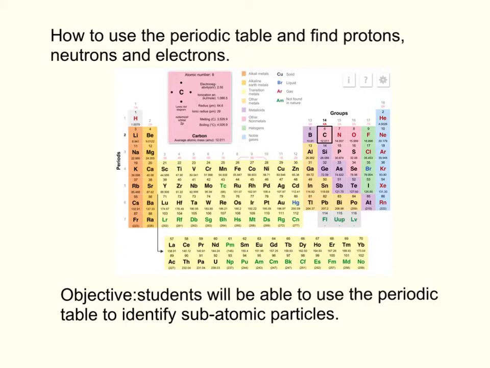Hello, this is Mrs. Doro, and today we're going to look at how to use our periodic table, what the numbers mean, what the decimal numbers mean, and how we can find out information from it. We're going to learn how to find protons, neutrons, and electrons. We're going to talk about things called ions and isotopes.